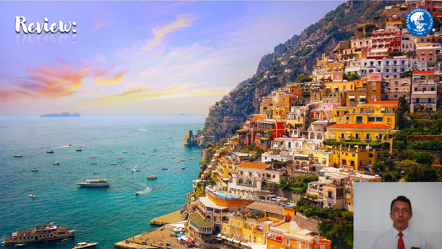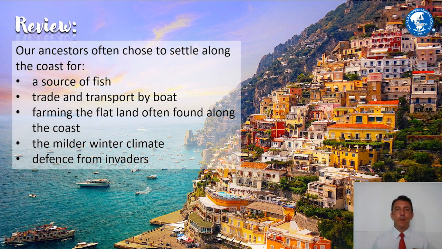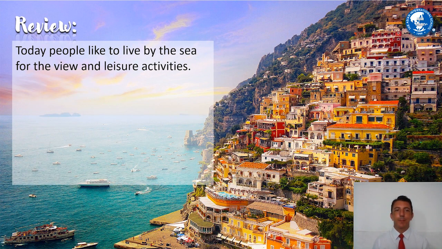Okay, so let's review the main points from today's lesson. First of all, our ancestors often chose to settle along the coast for many reasons, including a source of fish, to be able to trade and transport by boat, to farm the flat land along the coast. There's also a milder climate along the coast, so that's more comfortable for us to live in, and also to defend against invaders. Today, people also like to live beside the coast for the nice view and for leisure activities.